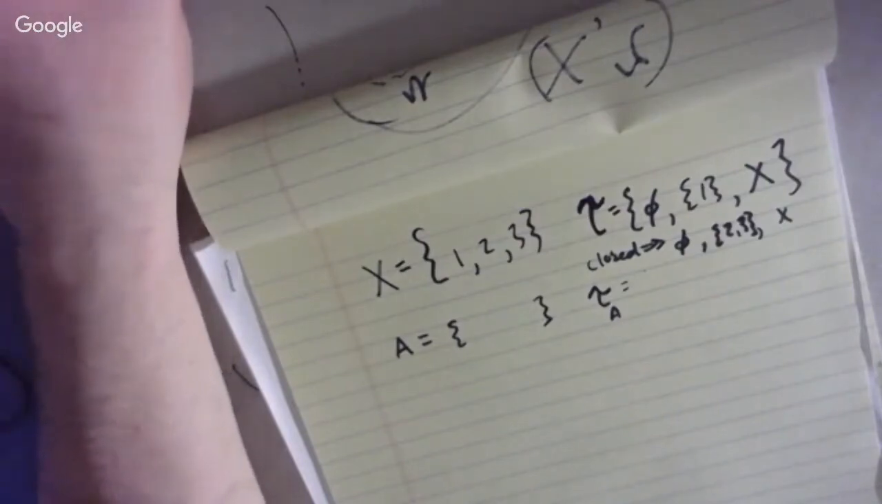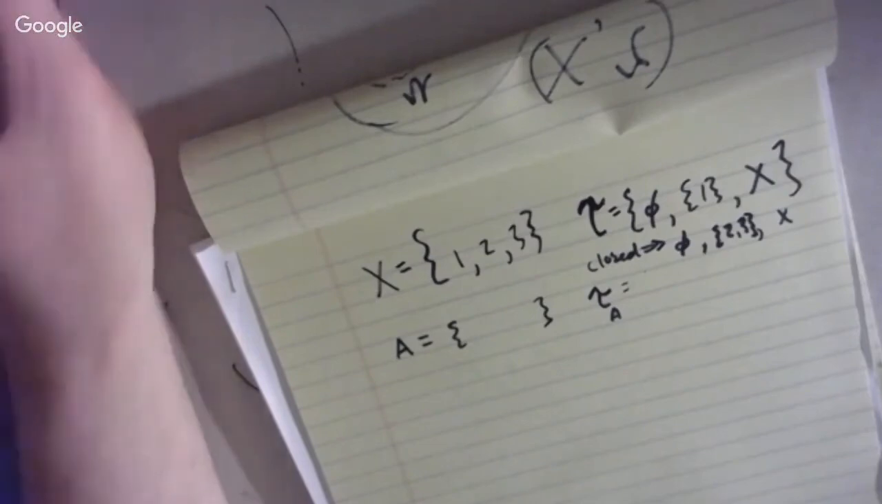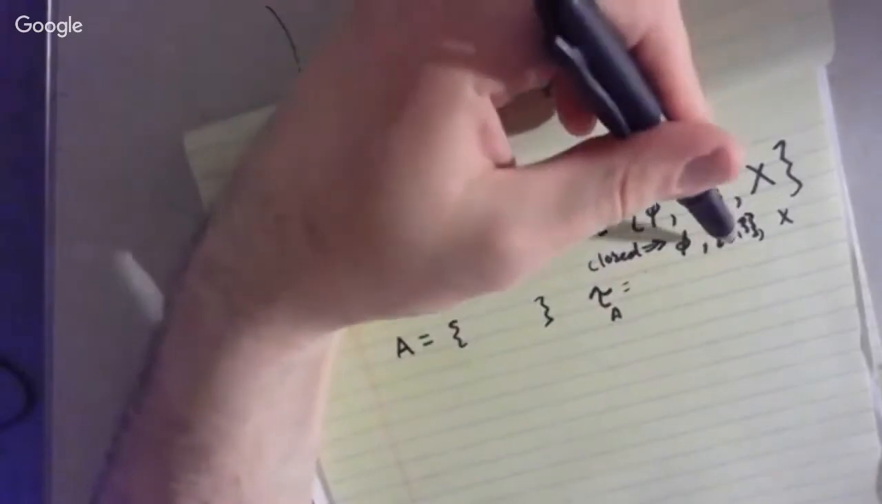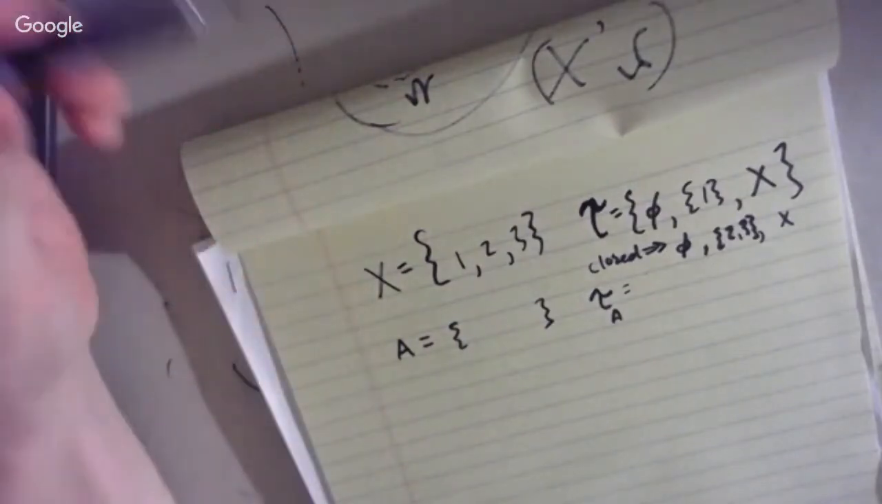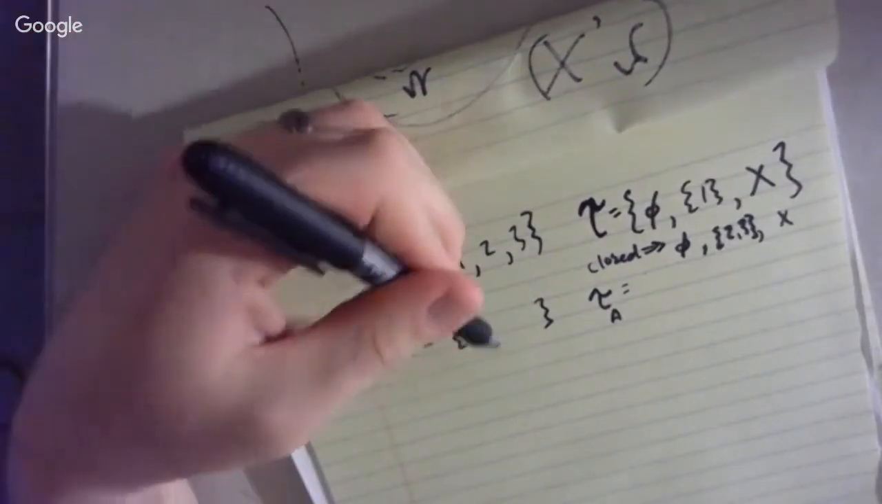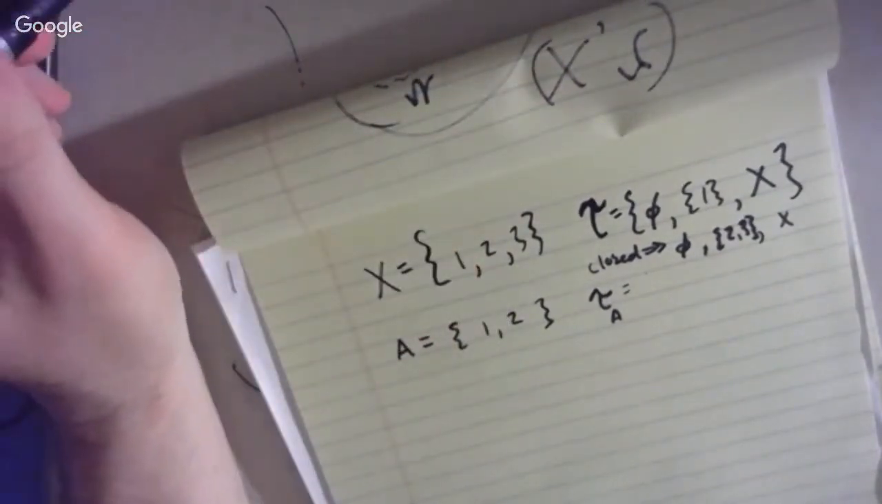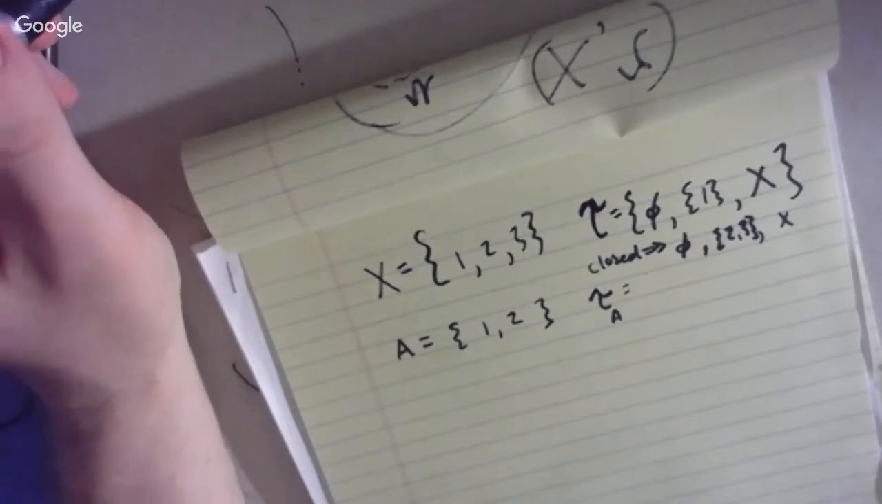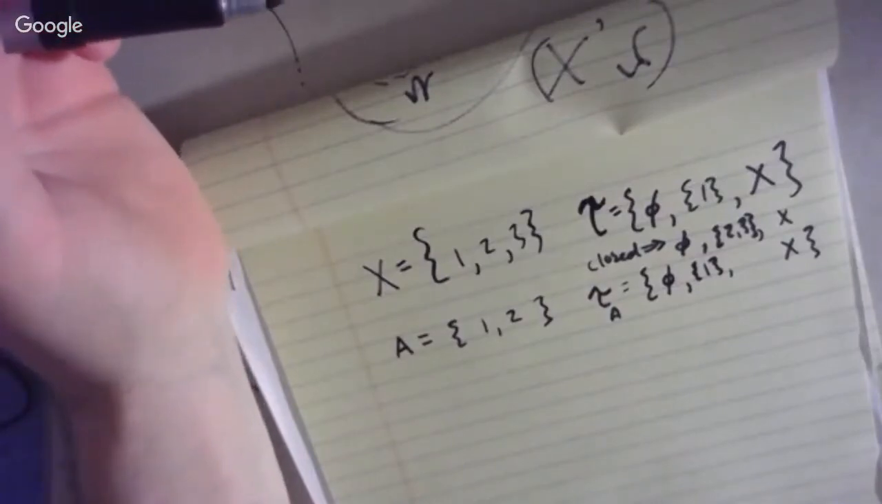Okay, so my subspace topology won't have the empty set or X in it? No, it should. I'm just saying I want to try to get another closed set that's different than 2, 3. Okay, so let's do 1, 2. So if I intersect there, I would have the empty set, I would have X, I would have 1, and I would have 2.